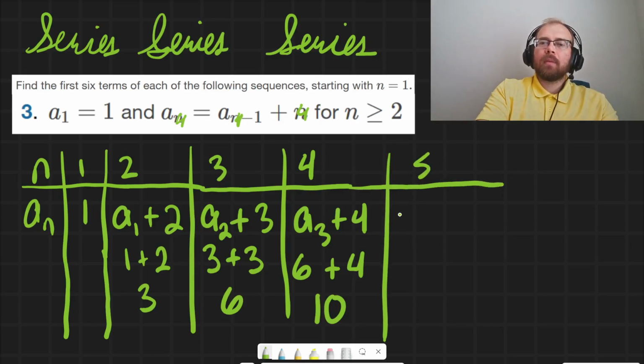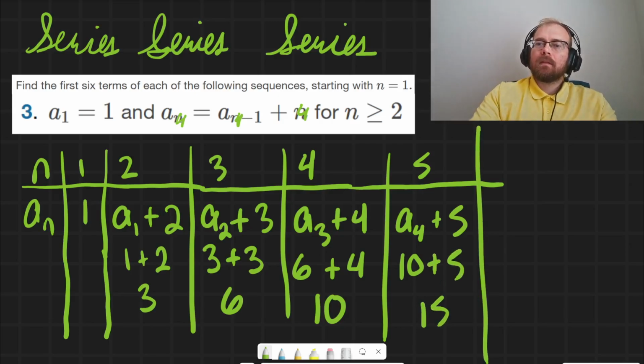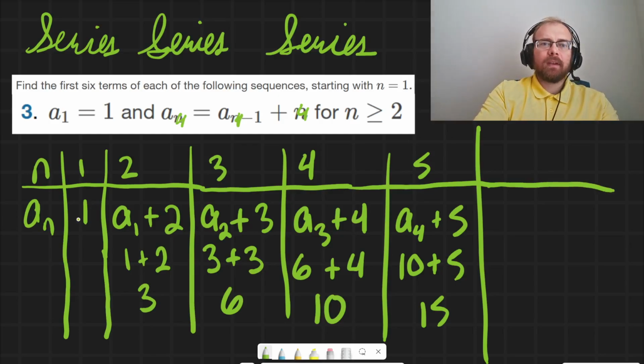In the 5th term, that's going to be a4 plus 5. A4 we just got was 10. Plus 5 is 15. And if we're looking for a pattern, it looks like there is a pattern. It looks like we're adding one more each time. Plus 2, plus 3, plus 4, plus 5. So the next one would be plus 6. So the next one should be 21.